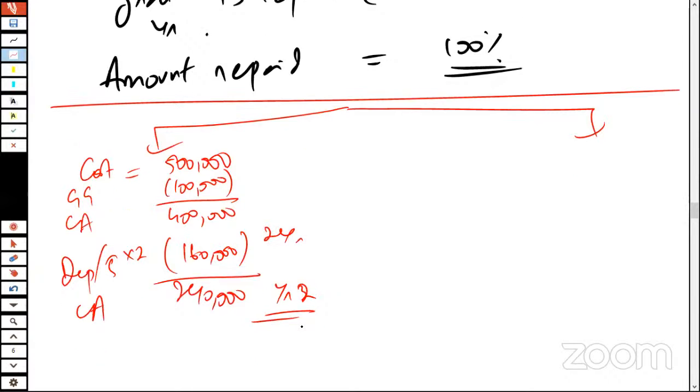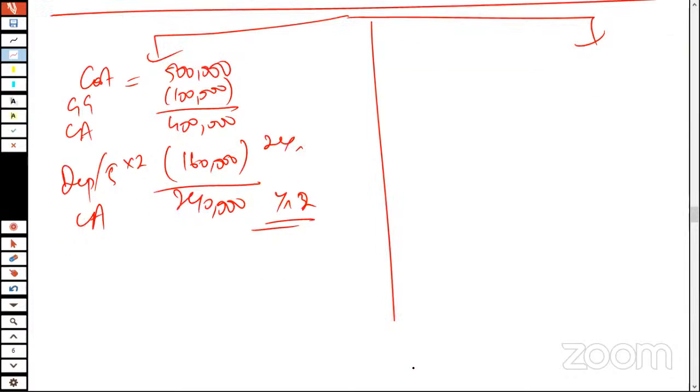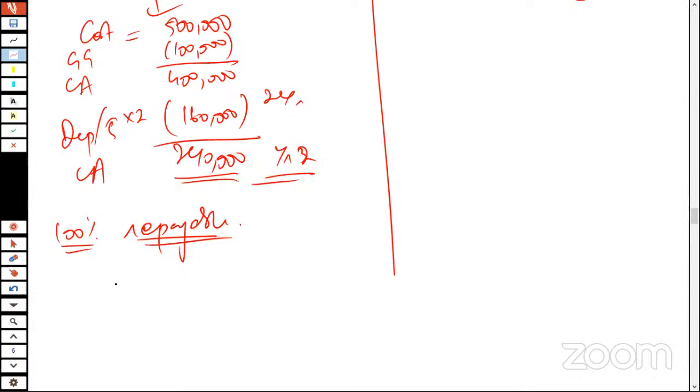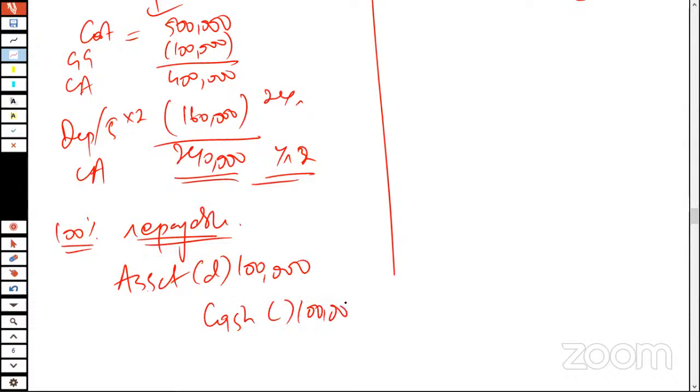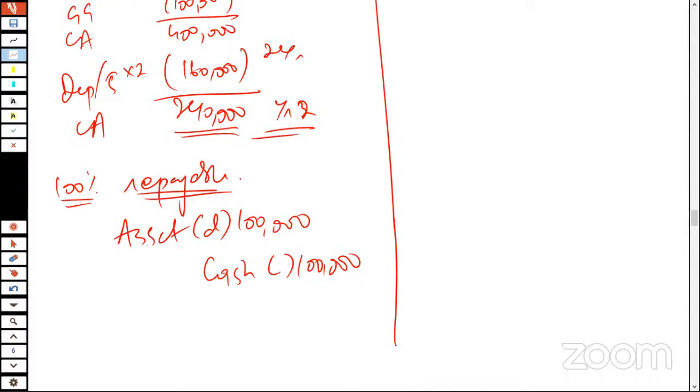Now, it says that 100% of the grant is repayable. So if 100% of the grant is repayable, how exactly are we going to do it? We are going to recognize two treatments. First one of them is we're going to say the asset is going to be debited by 100,000 and the cash is going to be credited by 100,000.